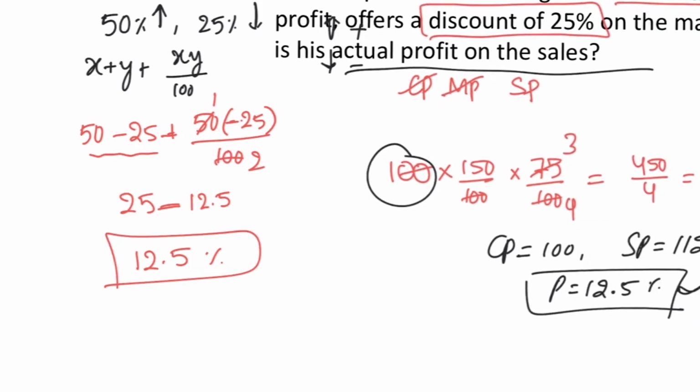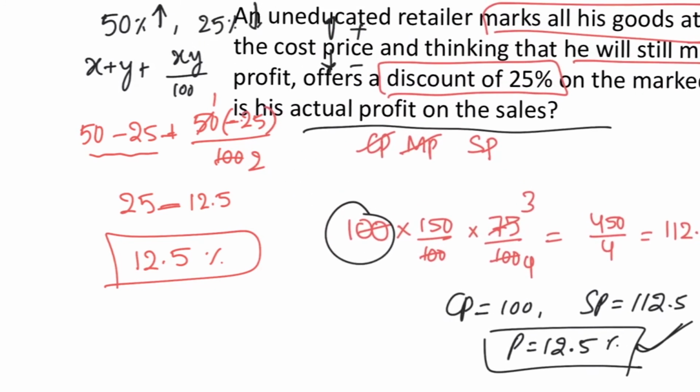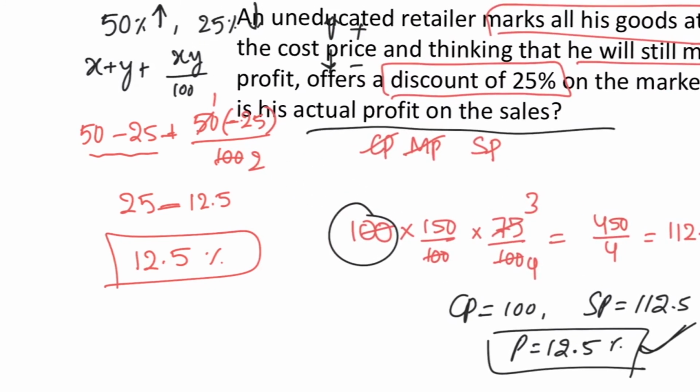He is thinking he gets 25%, but actually he is getting how much? 12.5%. That's all for this session.